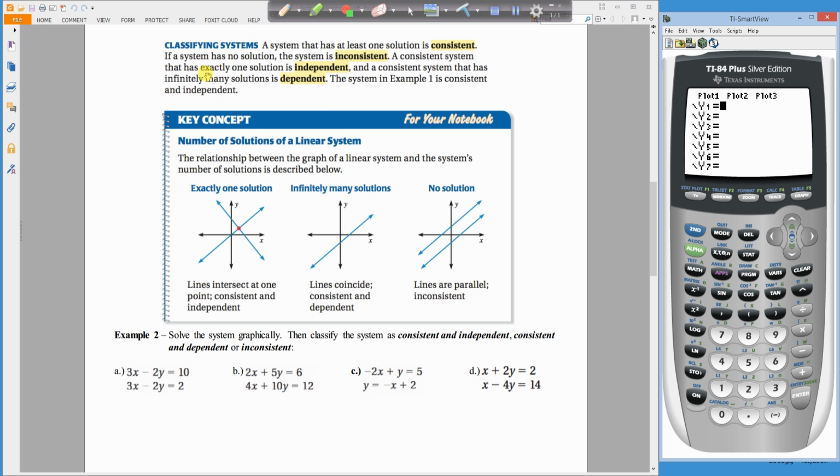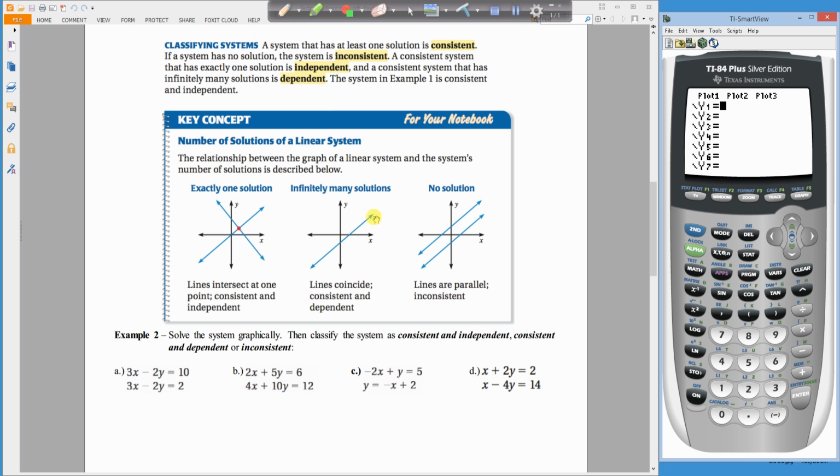A consistent system that has only one solution is independent, and a consistent system that has infinitely many solutions is dependent. Okay? So these are the three scenarios you have here. They have the vocab there that matches the graph. So we're talking about graphically solving systems today. So this is what it looks like on a graph when there's only one solution. We just saw that. It doesn't have to be perpendicular, just any two lines that intersect has one solution.